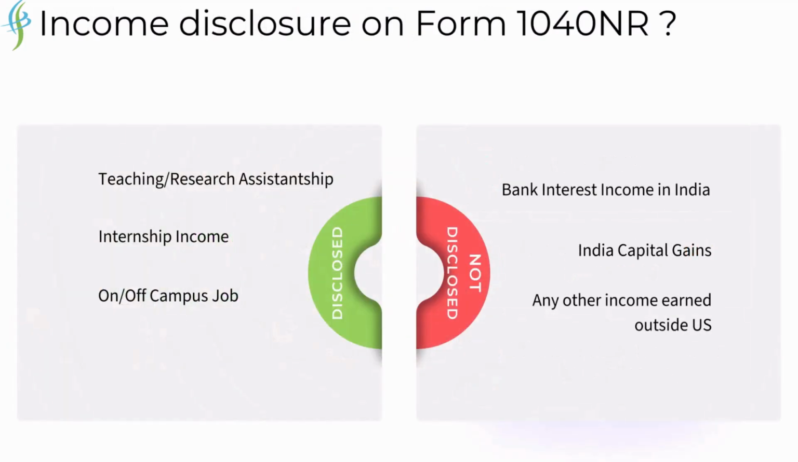Now that you understand which form needs to be filed, the next logical question comes up. What is the income that needs to be disclosed on this form? On this form, you need to show only the income that is earned in the US. So some examples here are your TA income, RA income, internship income, etc. Any income that is earned outside the US need not be reported on your US tax return. For example, if you earn any interest from a bank account in India, this income will not be a part of your US tax return.